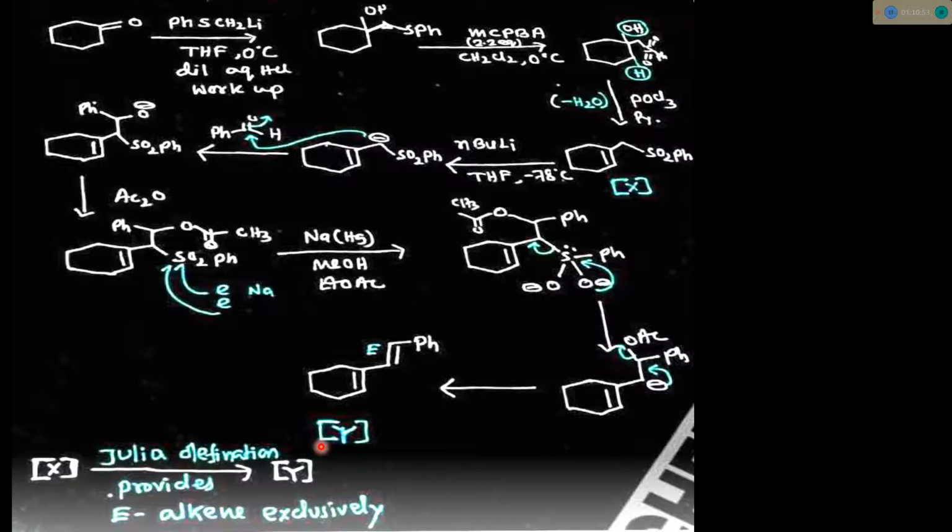So it is called Julia olefination reaction. So in this, we get a Julia olefination reaction. The final product is the E-alkene. Julia olefination is an exclusively E-alkene selective reaction, so we normally get the E product in exclusive amount after Julia olefination.